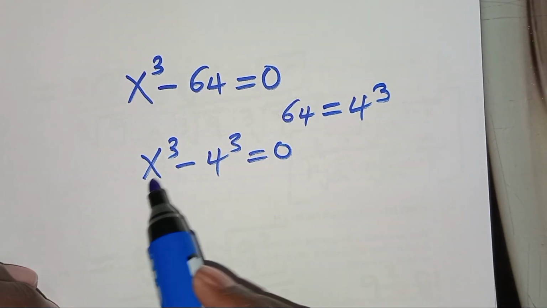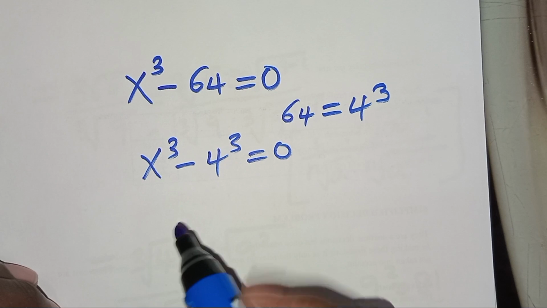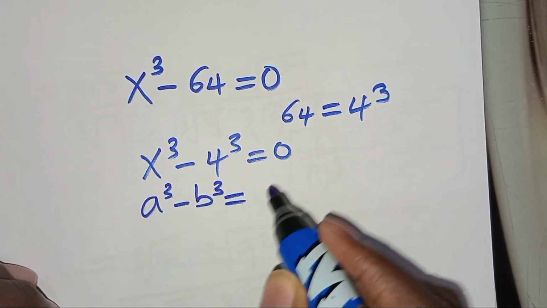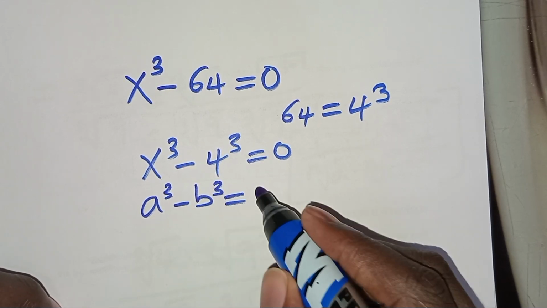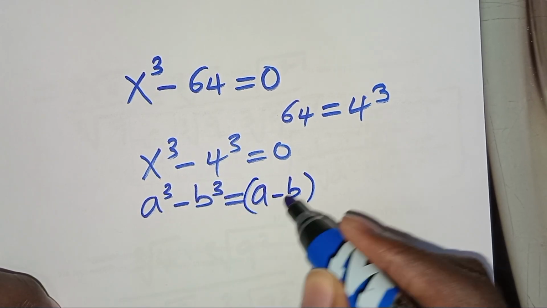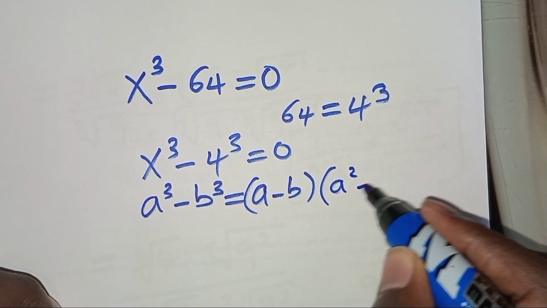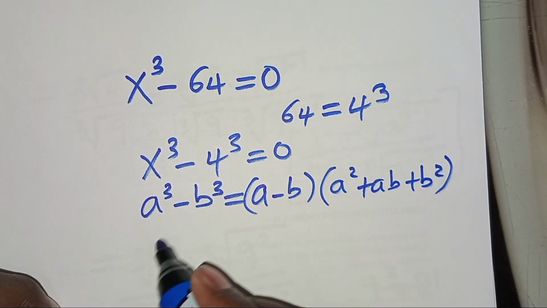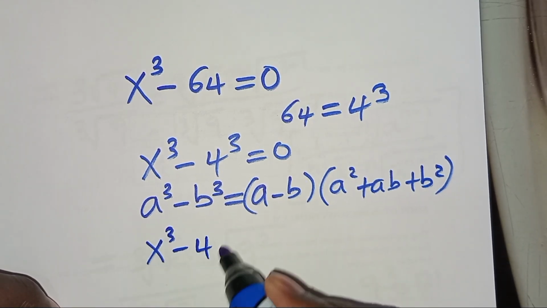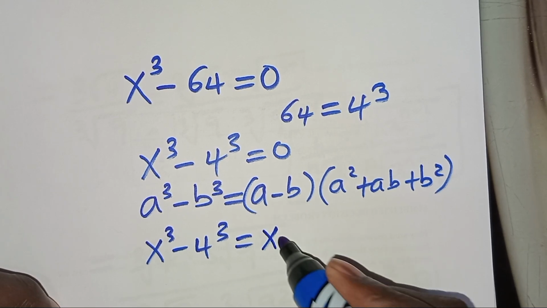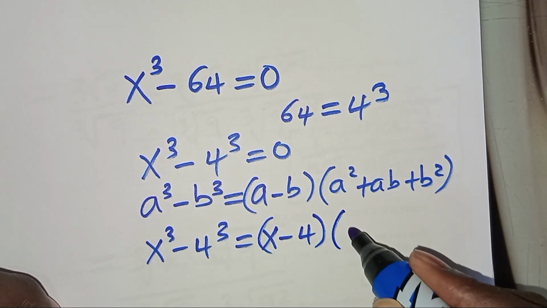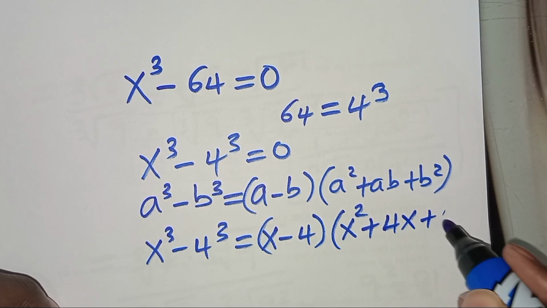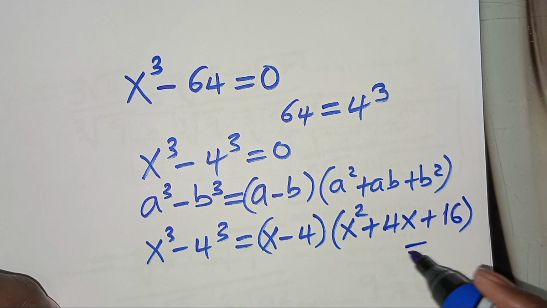Okay. So x to the power 3 minus 4 to the power 3 is actually in the form of a cubed subtract b cubed, which is the difference of two cubes, which you can express as (a minus b)(a squared plus ab plus b squared). Applying this property, x to the power 3 subtract 4 to the power 3 can be expressed as (x minus 4)(x squared plus 4x plus 4 squared, which is 16), equal to 0.